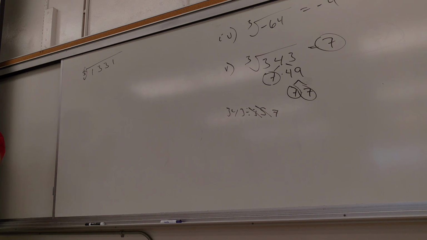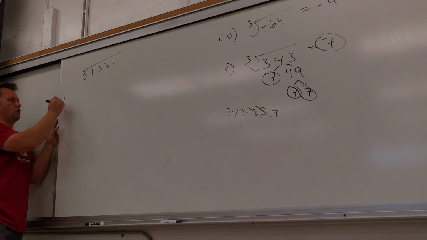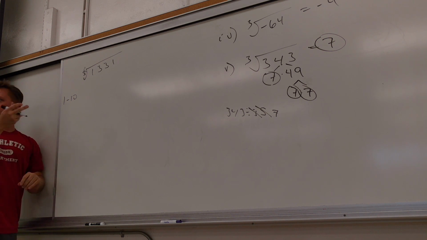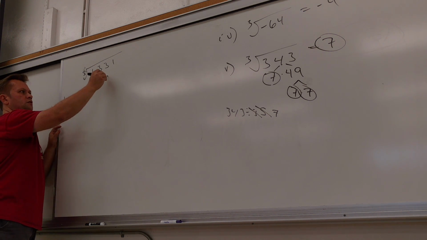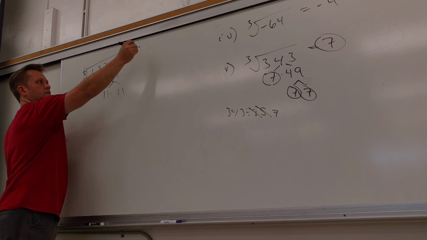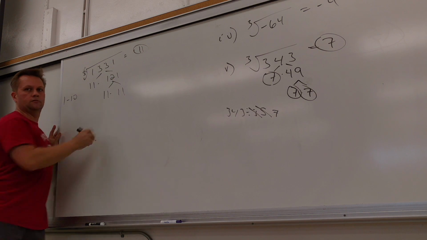Do you guys see what's happening? So I'm thinking 1 through 10 to begin with, and nothing in there works. So then the next thing you try is 11. And sure enough, it's 11 times 121. And what's 121? 11 times 11. I like it. Cool.